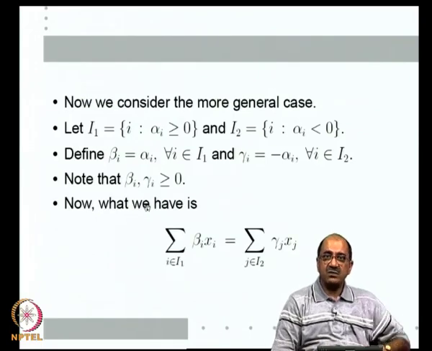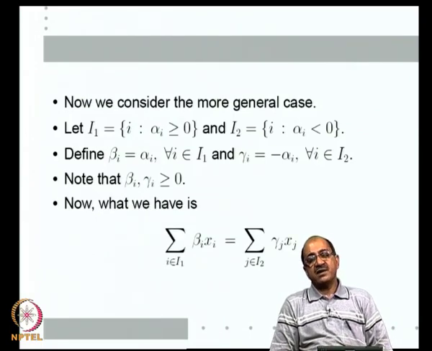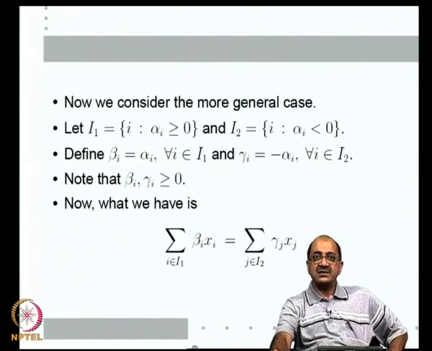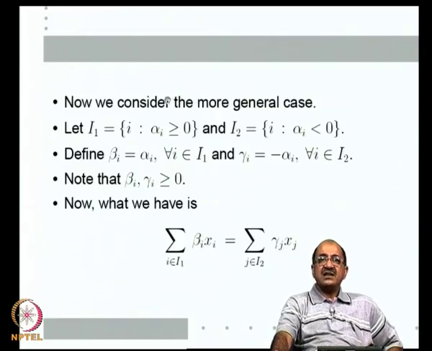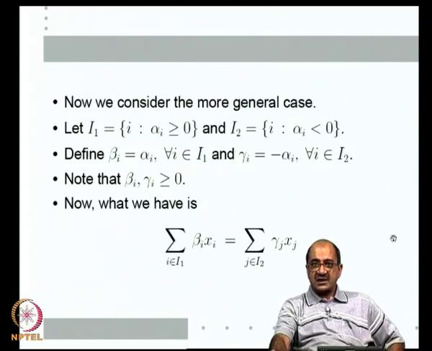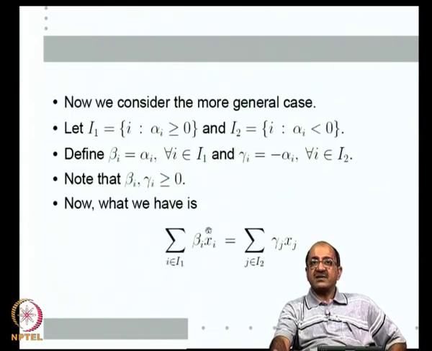So, what I have now, because I am given summation alpha x I is equal to 0, is the same as summation over I in the set I 1 of beta x I equals summation over j in set I 2 of gamma j x j. Essentially, from the equation summation alpha x I equal to 0, I have taken all the negative terms to the other side. So, I get this equation.